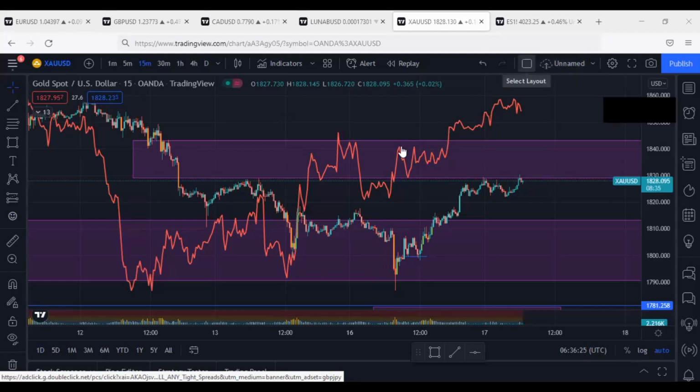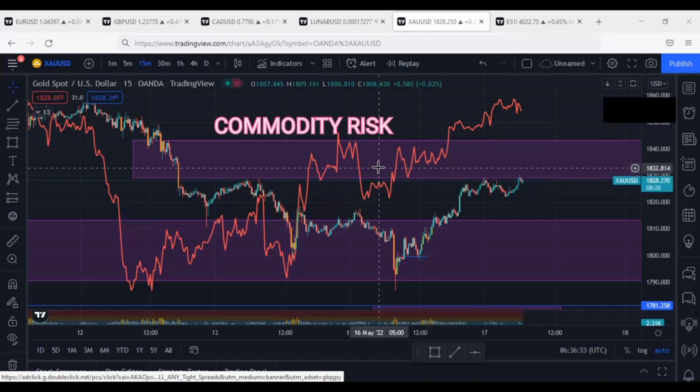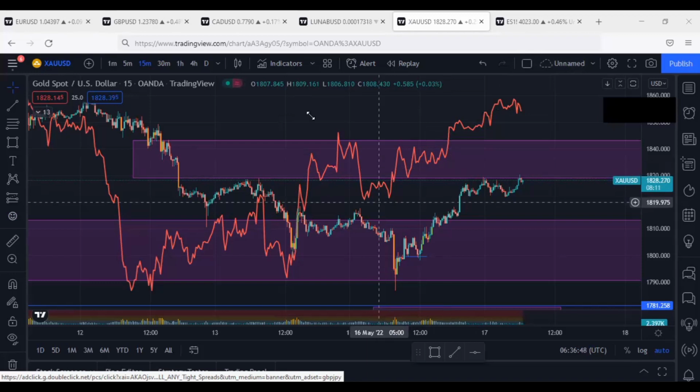This is another one. This is a general commodity risk. It's different from the general risk. This one tells us what the commodities are doing, like gold, silver, platinum. Are they going to be bullish? Are they going to be bearish? It's different from Forex, it's different from equities. This risk value line is specially for the commodities. Since gold is one of them, that is why we are also using it.